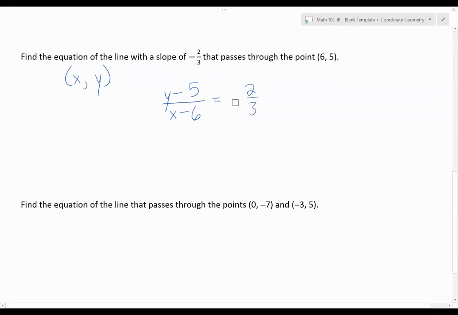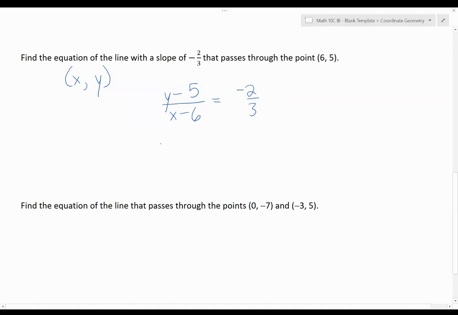Now, just for the sake of convenience, I'm going to put the negative with the 2. It could go with the 3. It doesn't really matter. It just has to go with one of them. Because now when I multiply both sides by x minus 6 and by 3, it kind of looks like cross multiplication. All cross multiplication really is, is multiplying both sides of the equation by both denominators.